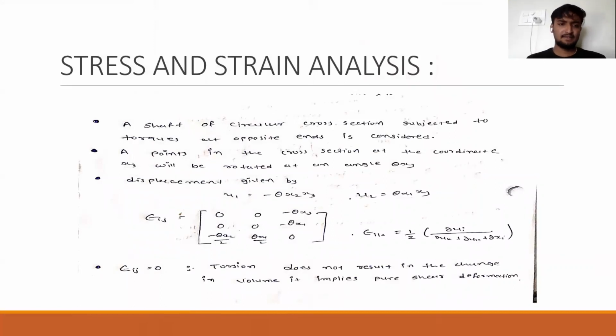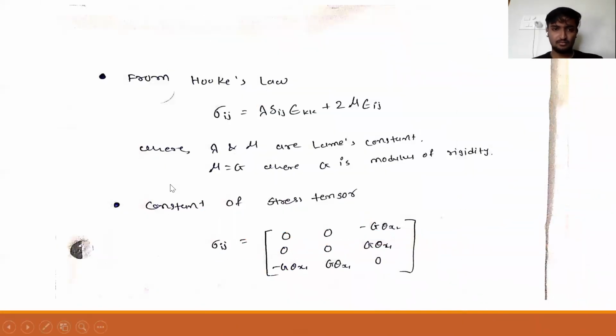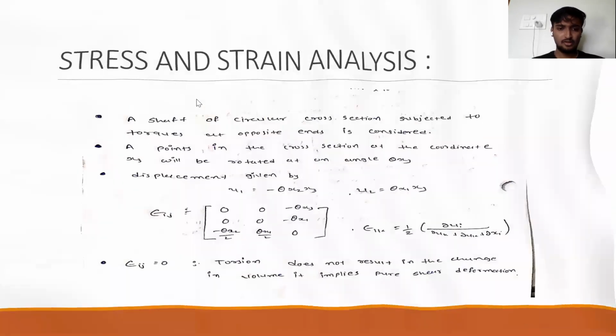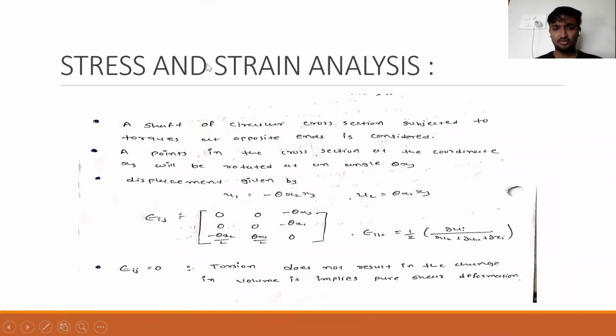Stress and strain analysis. Consider a shaft of circular cross section subjected to a torque. A point in the cross section at coordinates x3 will be rotated by an angle theta x3. The displacements are given by u1 equal to minus theta x2 x3 and u2 equal to theta x1 x3. So epsilon ij is equal to the matrix with entries 0 0 minus theta x2, 0 0 theta x1.